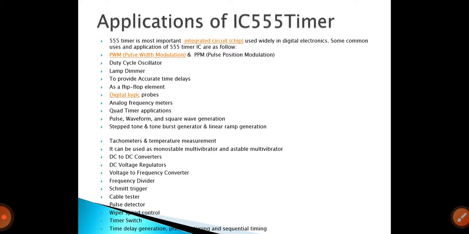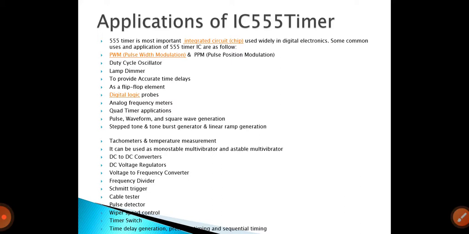PWM, pulse width modulation, and PPM, pulse position modulation, they are using in the signal systems and DSP, digital signal processing. Duty cycle of oscillators, lamp dimmer to provide accurate time delays, as a flip-flop element, and digital logic probes. Probes means what you use in your lab for the CRO wire connecting, that is a probe.